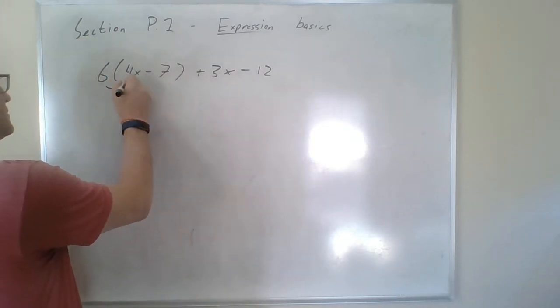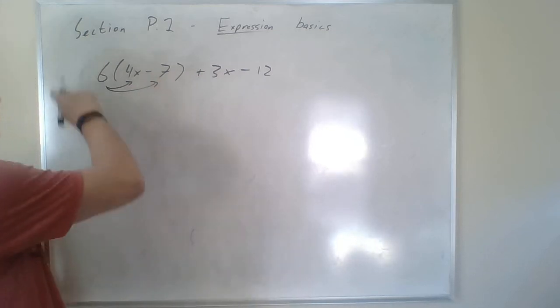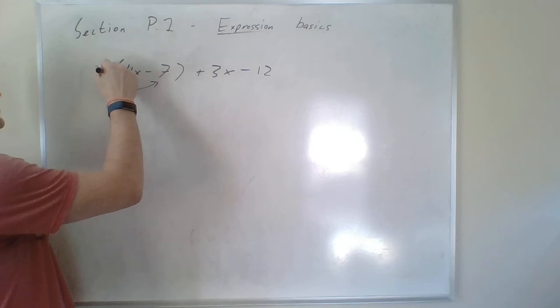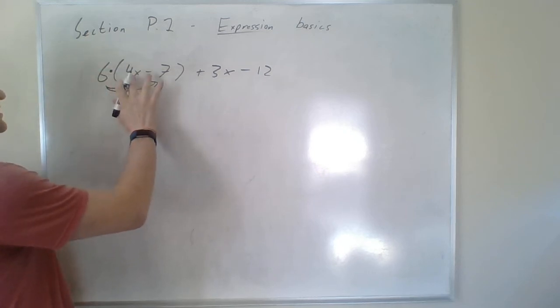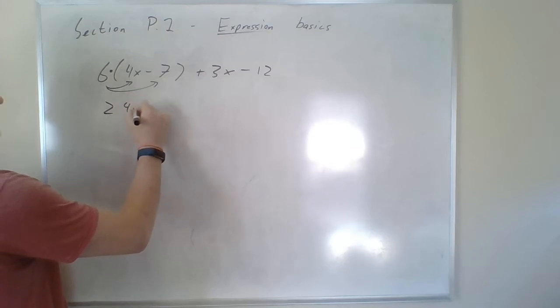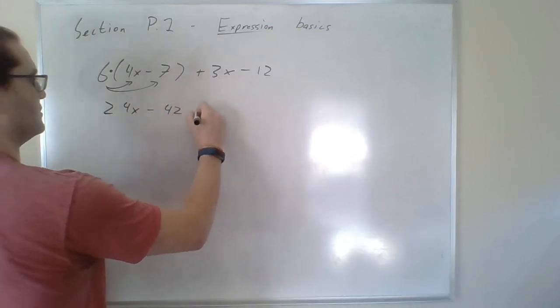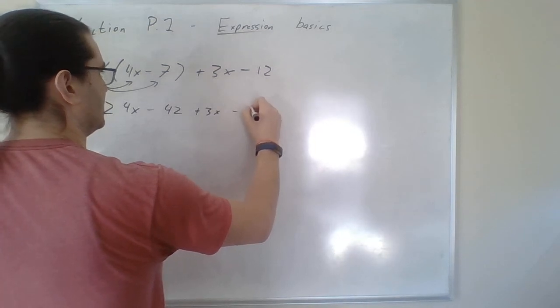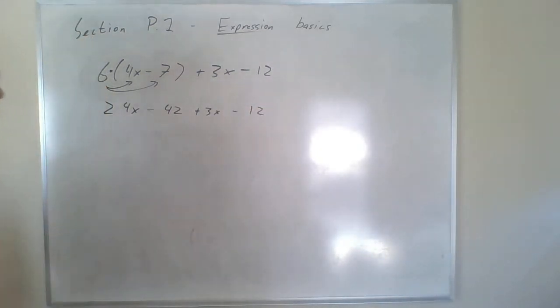We're going to distribute multiplication into parentheses. When you have multiplication times addition or subtraction in parentheses, you can distribute that. So that'll be 24x minus 42 plus 3x minus 12. And then you can combine like terms.